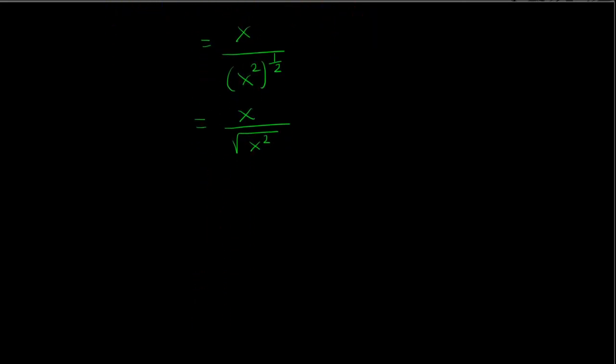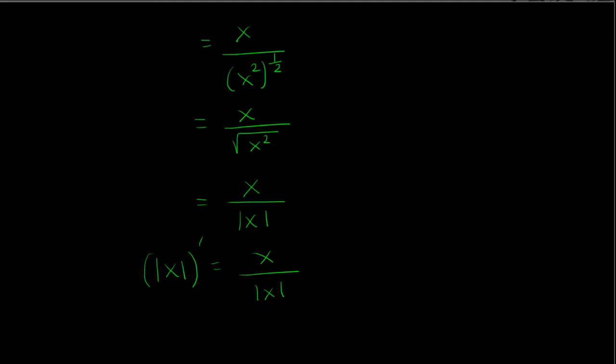From above, we said that the absolute value of x is equal to the square root of x squared. So we can replace that with the absolute value of x. So that is our final answer. What we showed is that the derivative of the absolute value of x is equal to x over the absolute value of x.